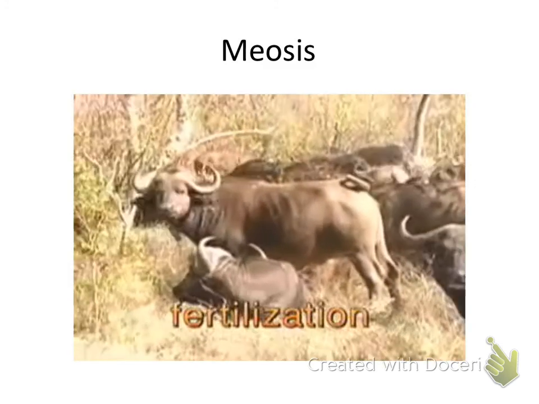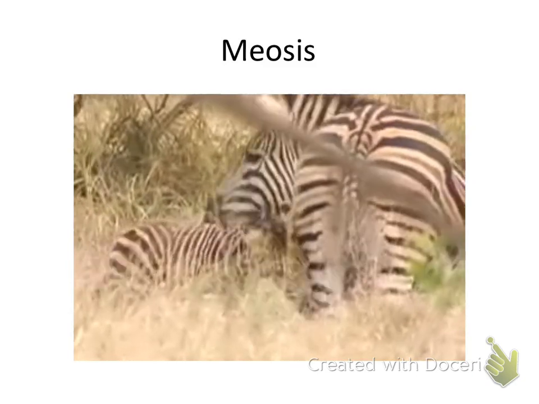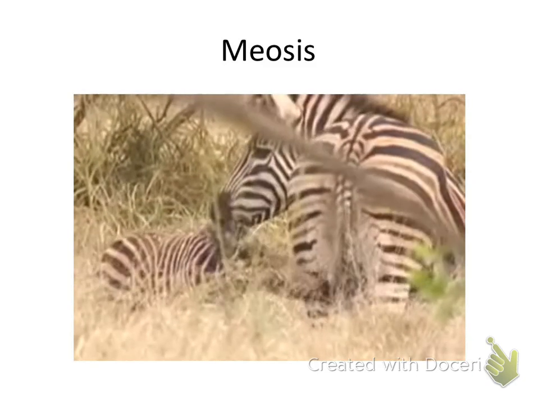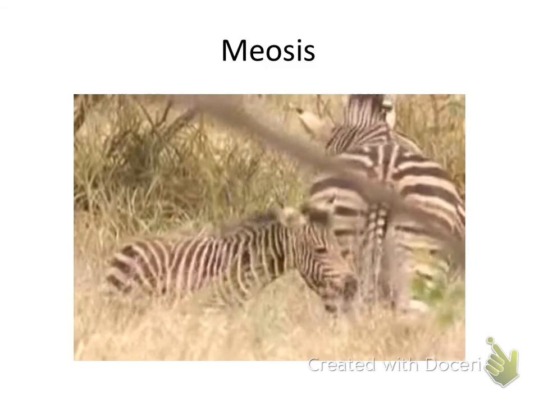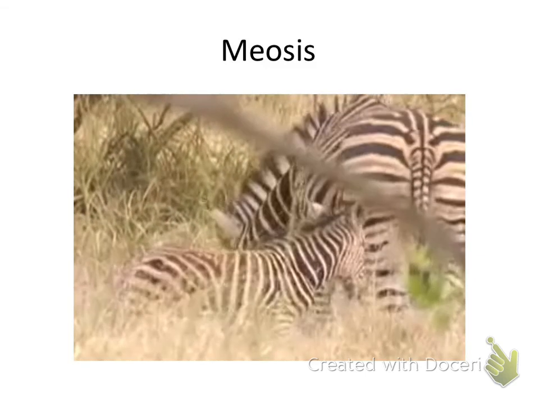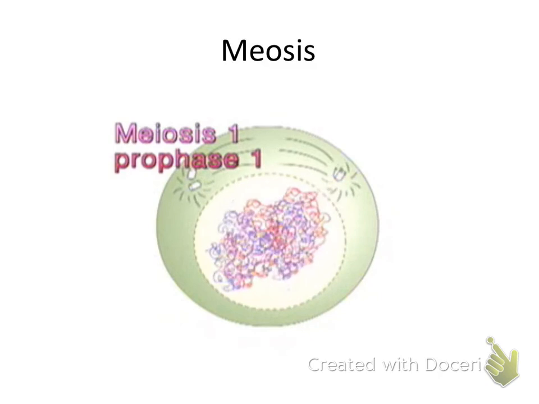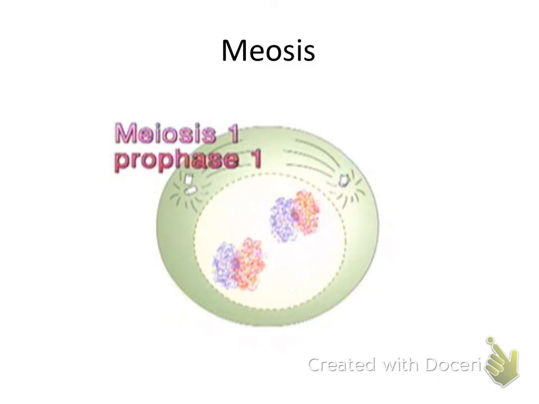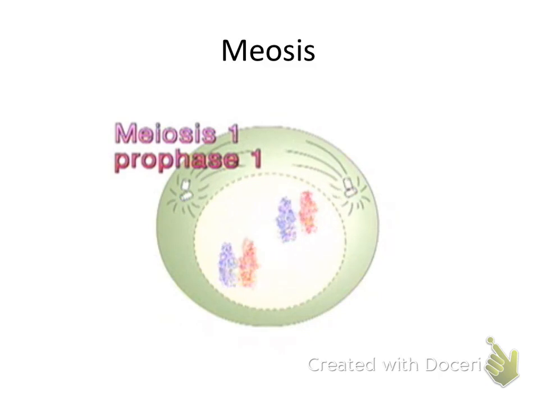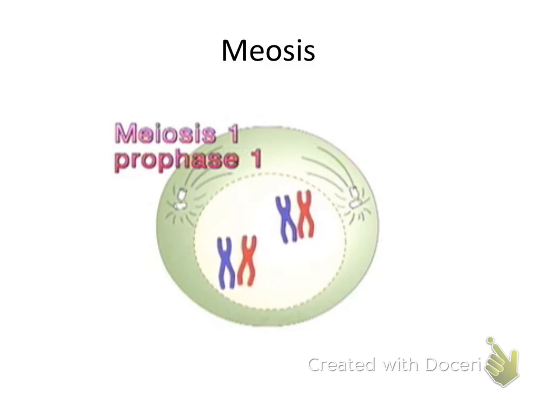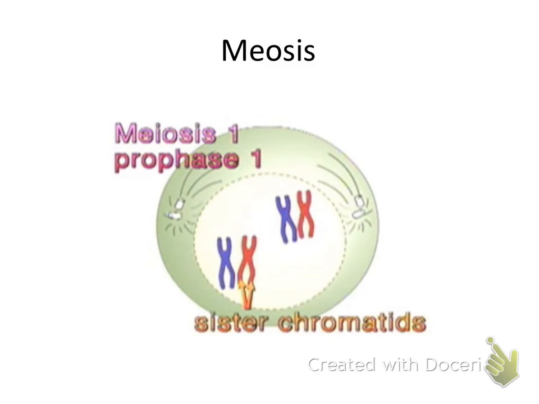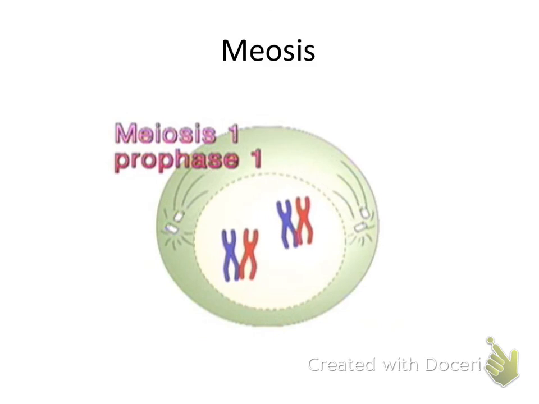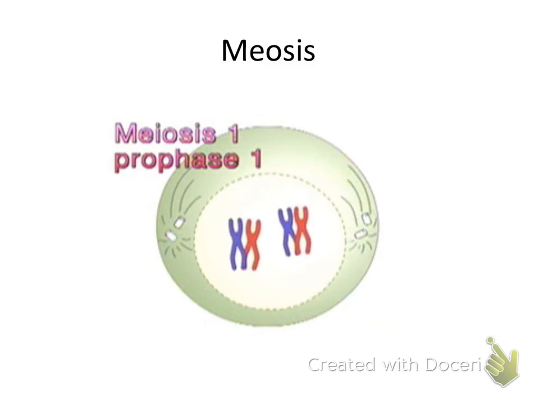This is called fertilization. With meiosis, a special type of cell division occurs in the reproductive organs of both the male and the female. As in mitosis, the chromosomes replicate themselves, thus doubling the genetic material. Each chromosome now resembles an X shape formed by two sister chromatids. But then something different happens. Each chromosome lines up with its corresponding partner and they exchange genetic material. This is known as crossing over.